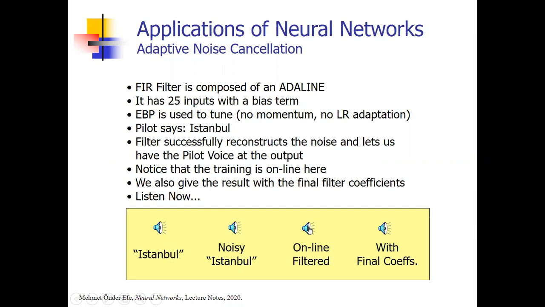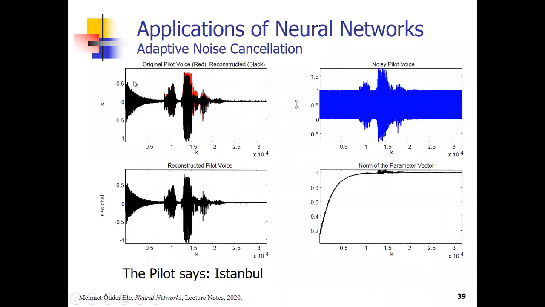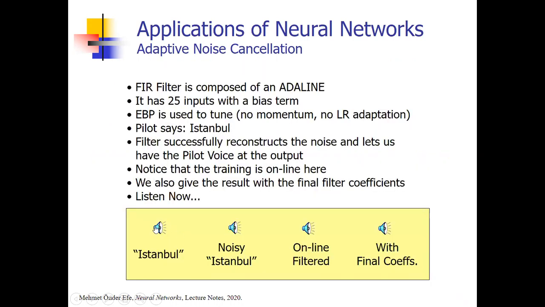And now I will show you how the filtered one works. The initial fade out noise is this one, okay? This fades out, and you see the original pilot voice clearly, okay? This is the original, this is the filtered, and this is the noisy. With the final coefficients, you obtain this result. The fade out is very quick, okay?